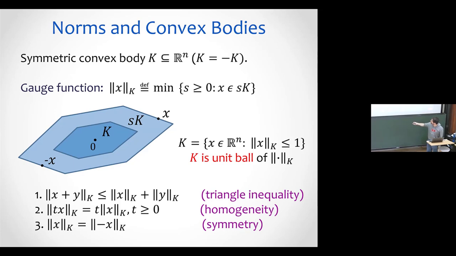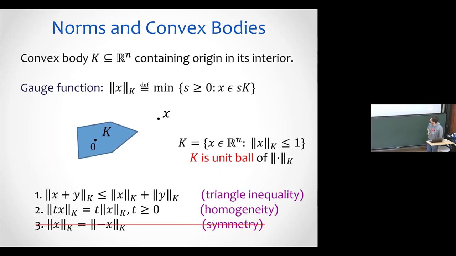If I get rid of this last assumption, which you'll see at some point is relevant for us, then I will actually be dealing with a non-symmetric, possibly convex body here. I can still define everything in the same way. These properties will still hold, but clearly symmetry doesn't hold. So x and minus x do not have the same size. And this lack of symmetry is motivated by the fact that in IP, your feasible region is not symmetric.